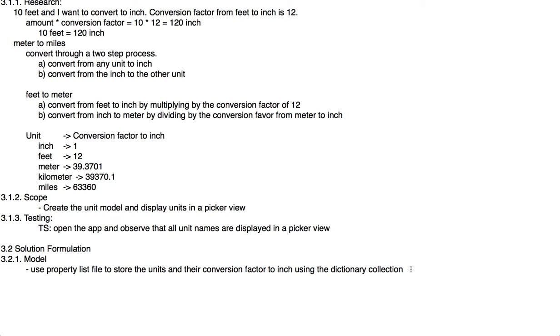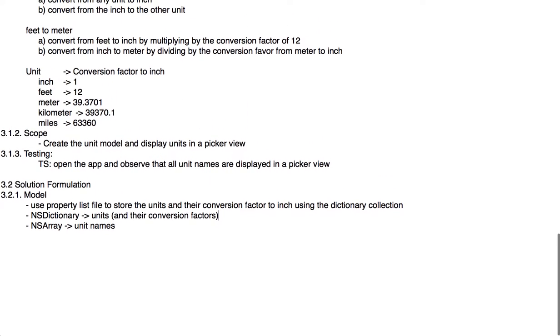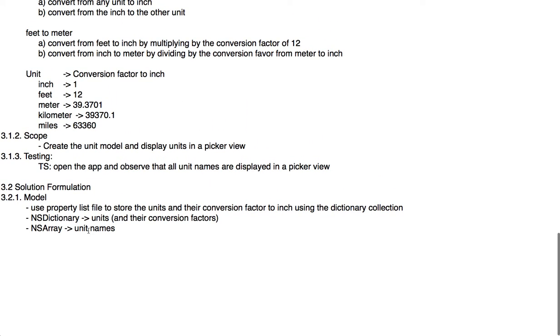So we'll use that and we will represent the entire unit and their conversion factors in a type called NSDictionary. The units themselves, which are all the keys, we're going to need them. So we need another collection, NSArray, for the unit names, and this one for the units and their conversion factors. Because we're going to need that dictionary to run the calculations for the conversion, and we're going to need the unit names themselves because that's what we're going to display to the user.